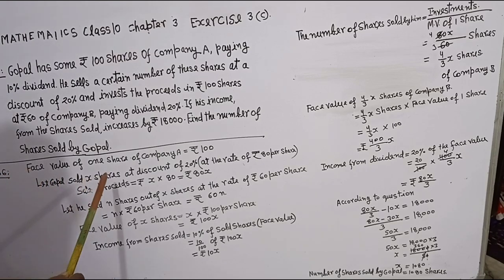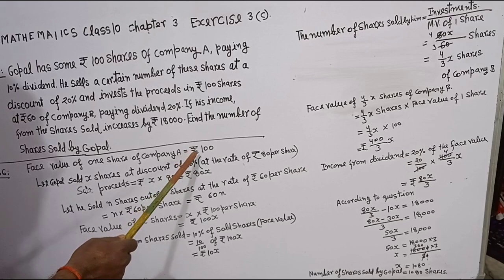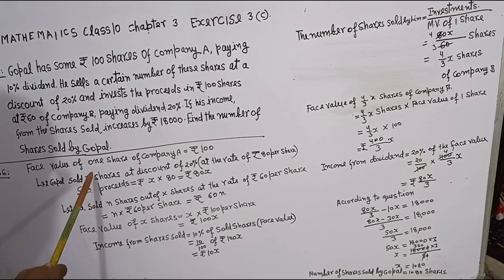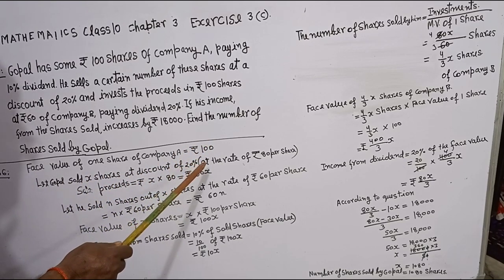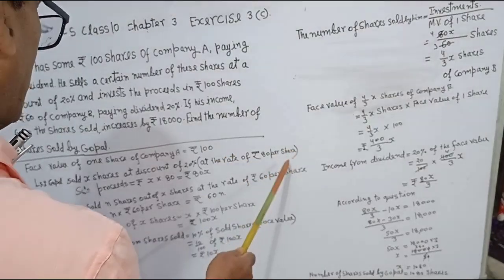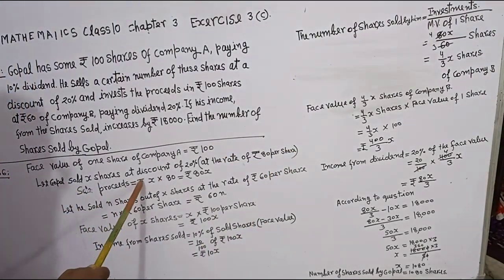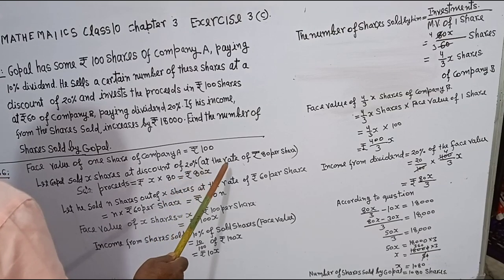Answer 6. Face value of one share of company A is equal to ₹100. Let Gopal sold X shares at a discount of 20%, at the rate of ₹80 per share. Sale proceeds is equal to ₹X into 80, which is equal to ₹80X.